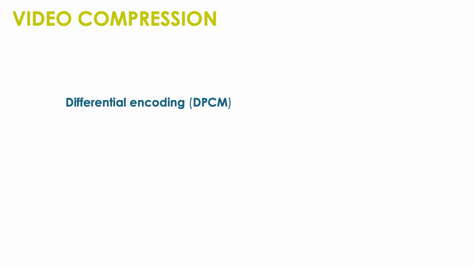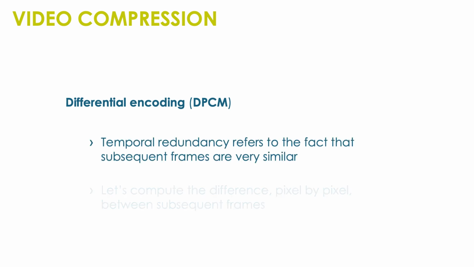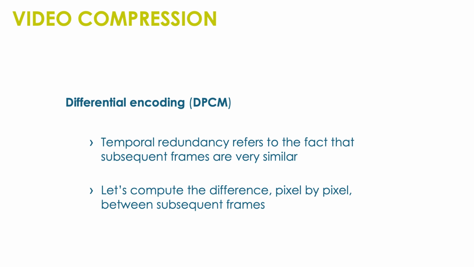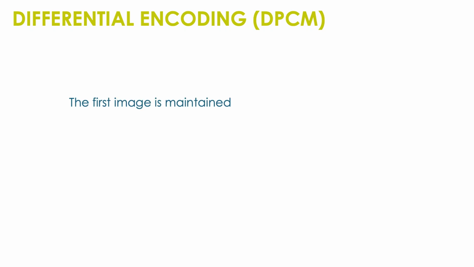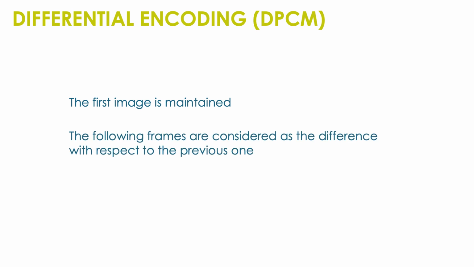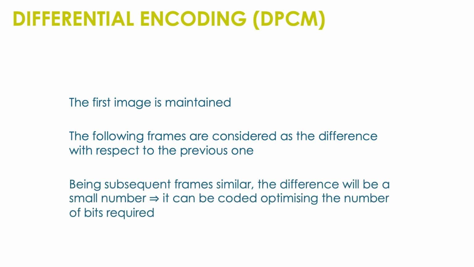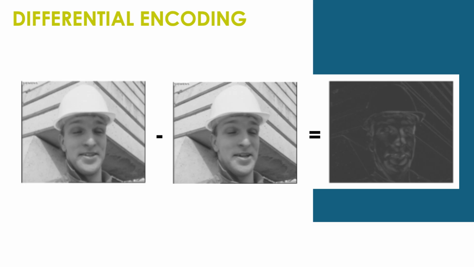One of these techniques is called differential pulse code modulation, DPCM, that computes the pixel-by-pixel difference between consecutive frames. By storing only these differences, it is composed of a couple of steps. The first is that the first frame is stored in full. Then the following frames are represented as their difference from the previous frame. Since consecutive frames are similar, these differences are usually very small, requiring fewer bits to encode them. We can see an example of an image created by the difference between two consecutive frames in a video.